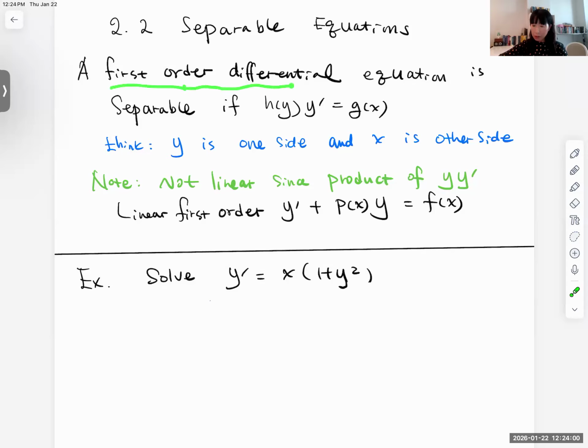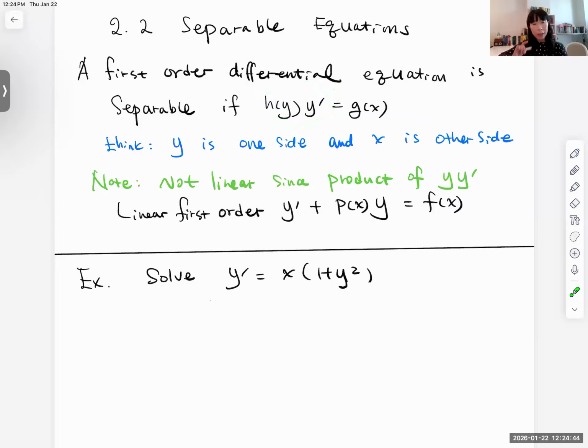A first order differential equation is separable if we have h of y times y prime. That is first order, right? Equal to, normally we had f of x, but here they have g of x, but it's the same. So on the other side we have a function, it can be a constant or a function. We call this a product, so this is not linear.